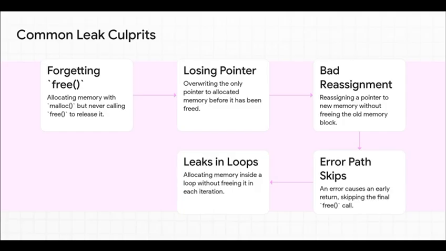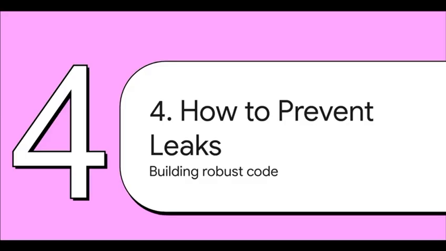All right, let's run through the common mistakes. The most obvious one is just plain forgetting to call free, but some are way more subtle, like losing the pointer. That's like dropping the only key to a room you need to clean. You can never get back in. Then there's improper reassignment, which is a similar idea. That fourth one, errors before free, is a huge culprit. Your error handling logic accidentally jumps right over your cleanup code. And oh man, leaks in loops, those are particularly nasty because they can chew through your system's memory at an incredible speed.